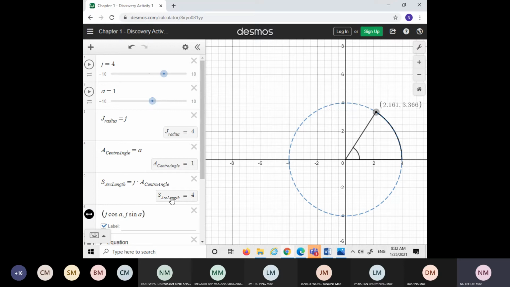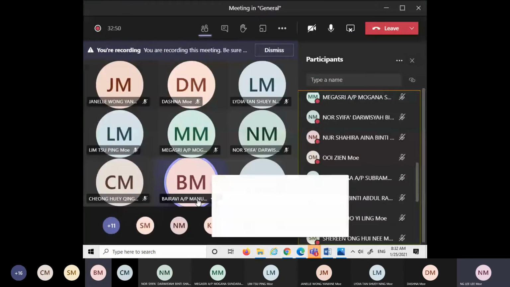What happened to the arc length if I adjust the A, which is the angle here, in radian as 1? What happened to the arc length? It becomes 4.